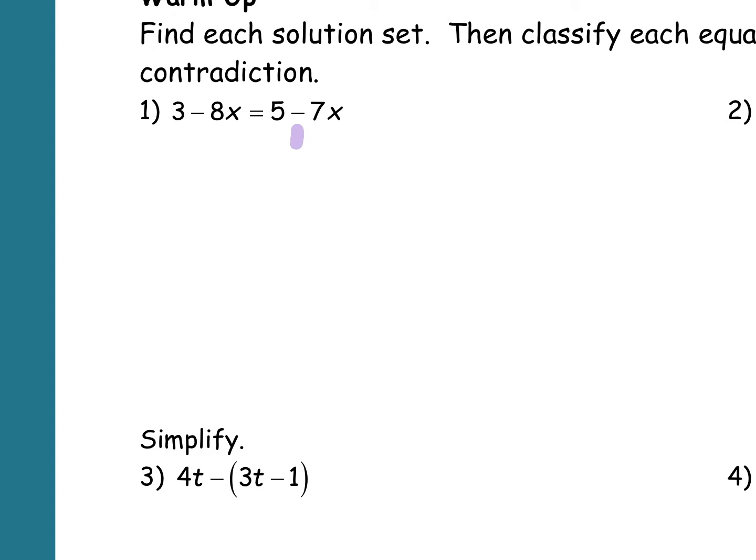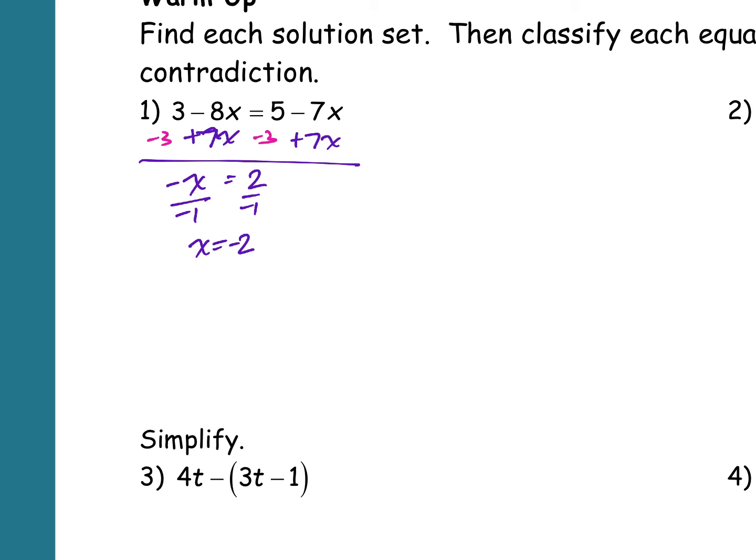So I'm going to add, I guess, okay, so I'm going to add 7x to both sides. Add 7x and subtract 3. So I get, what do I get? Negative x equals 2. Divide by negative 1. X equals negative 2. What kind of equation? Conditional.